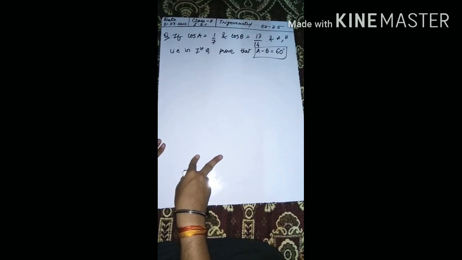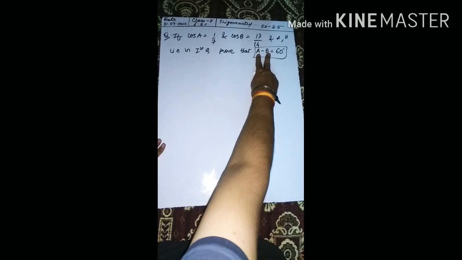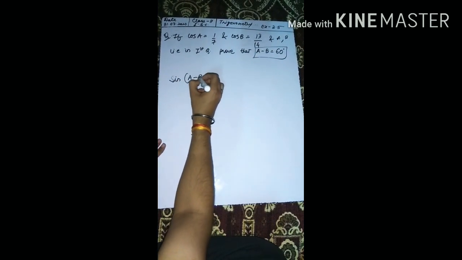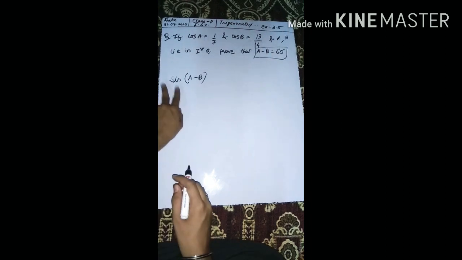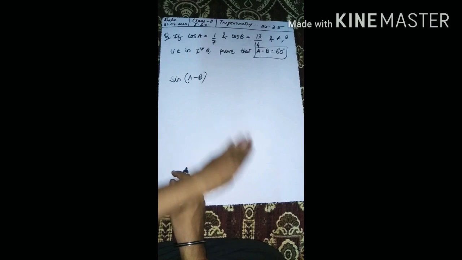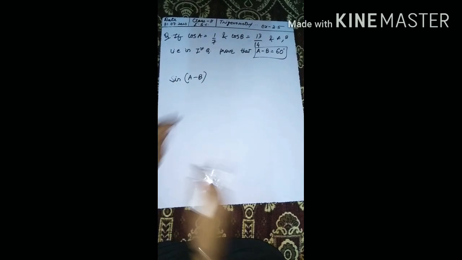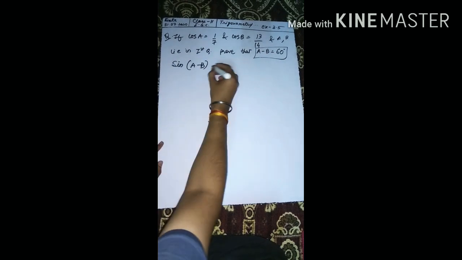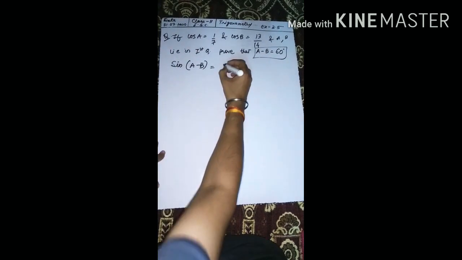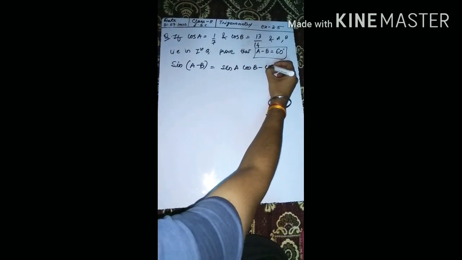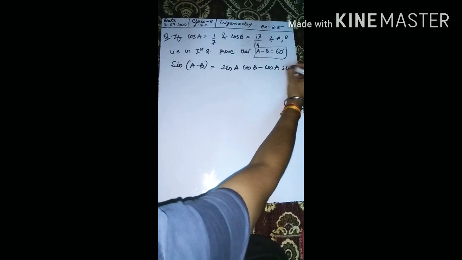So what are we doing here? We need a minus b, so I'm taking the formula of sine (a minus b). You can use the cos (a minus b) formula also and solve with that, but I'm taking sine (a minus b). Let me write it up here. So sine (a minus b). What is the identity of sine (a minus b)? This is sine a cos b minus cos a sin b.